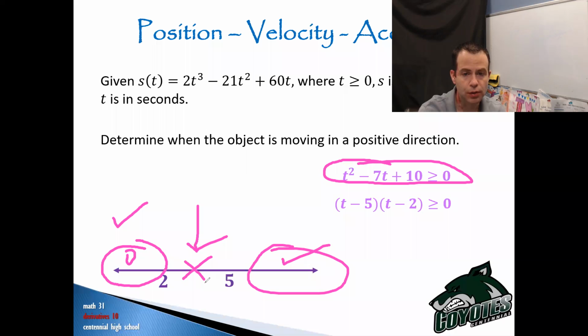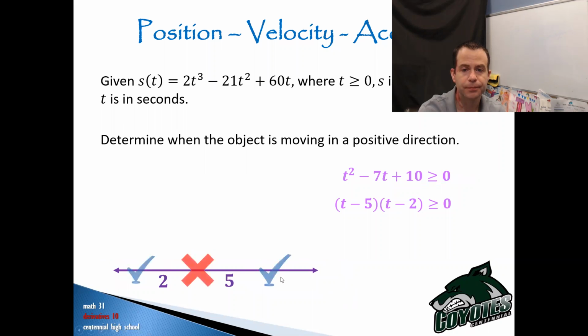Okay, and so when I test each of these areas, I get it working when it's less than 2, not working in between 2 and 5, and working when it's greater than 5. Okay, so the check marks, these are when the object is moving in a positive direction. Between 2 and 5, it's moving in a negative direction. So my answer would be from 0 to 2. Remember, my graph only starts at 0. That's why I have to start at 0 on my answer. So 0 to 2 in union with 5 to infinity.